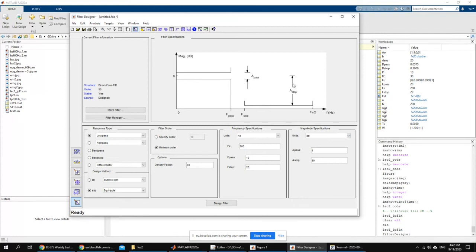For the A-stop, you decide how much attenuation you need between this and this. If I say it's 80 decibels, remember from last time, 20 decibels means 10, 40 decibels means 100, 60 means 1000, because it's a log scale. It's 20 log amplitude. So if you have 80 decibels, you have 10,000. Let's make it a little bit less because we don't need it that much. If you do it like this, you're going to design a filter with these specifications.